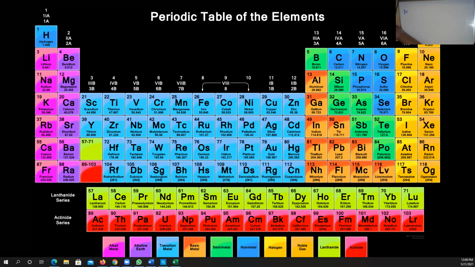Just know that this helium, even though it's over here, you can imagine that it sits right here next to hydrogen. So hydrogen would be 1s1 and helium would be 1s2, because those are the only 2 elements that only have period 1 electrons, or energy level 1 electrons only.